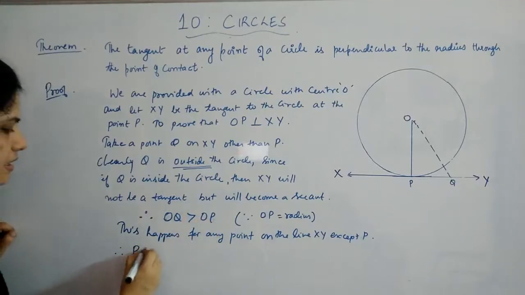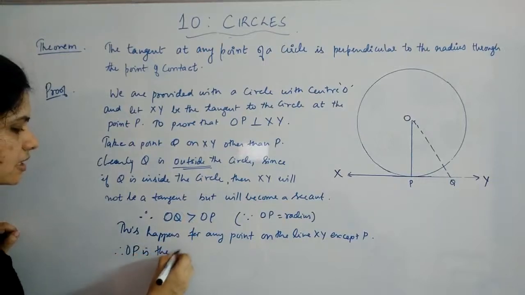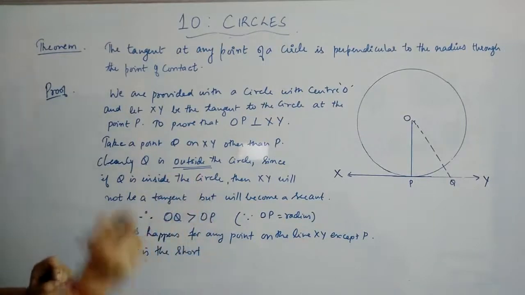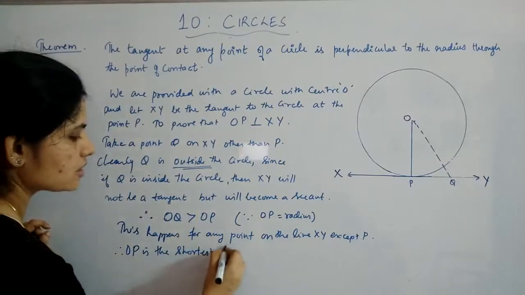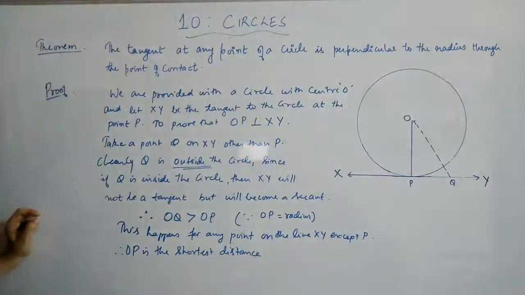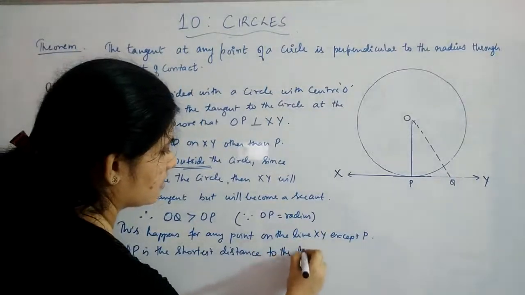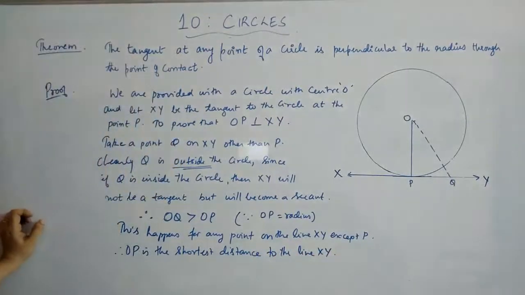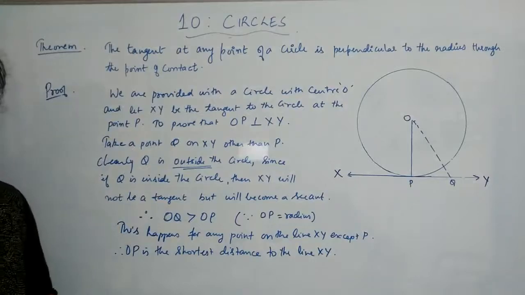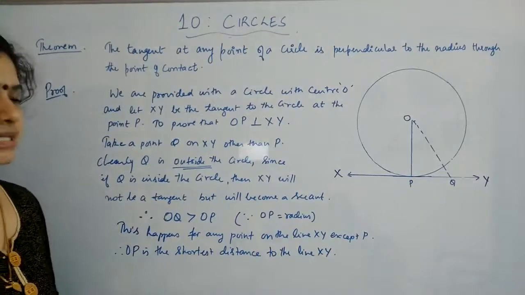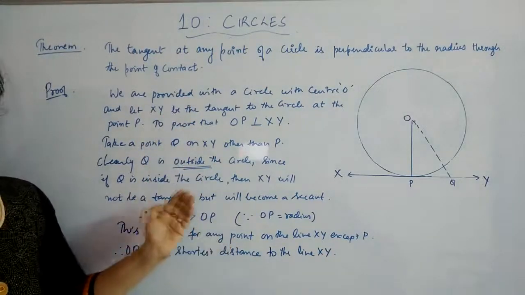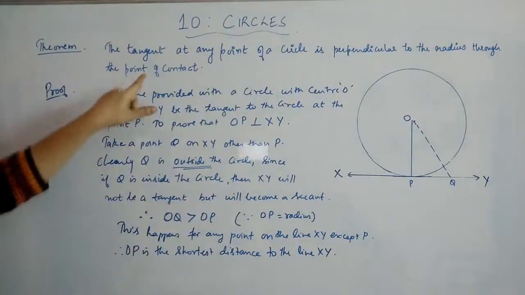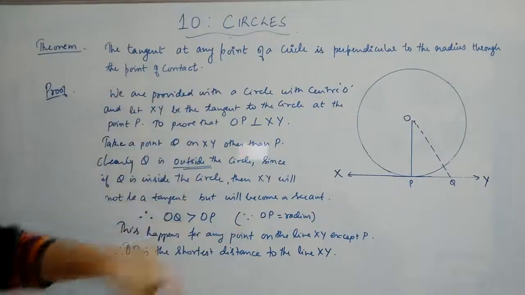Therefore, OP is the shortest distance. This point P will be giving the smallest distance, or you can say OP is the shortest distance to the line XY. Okay, and now we know that the shortest distance is every time the perpendicular distance. What is the shortest distance? To a line it will be every time the perpendicular distance. Therefore, we can say that OP is perpendicular to XY.